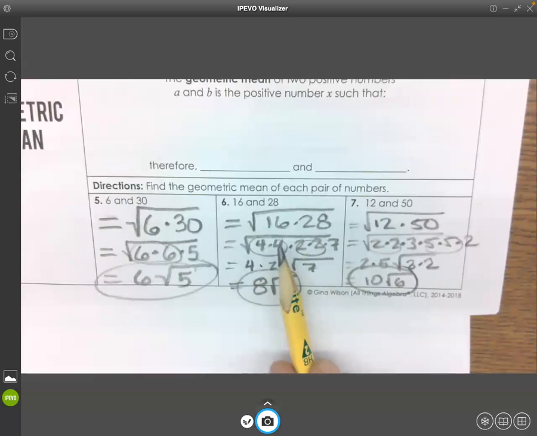I'm being a little bit more advanced in my maneuver here by recognizing that I can take out a 4 because these are both bigger. But don't forget to take all those other numbers down.